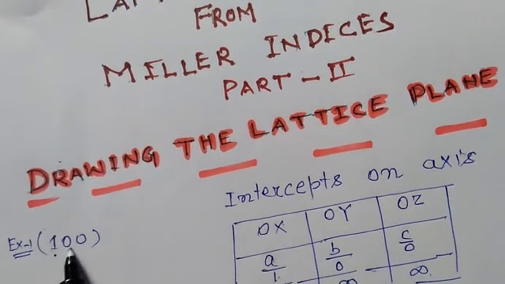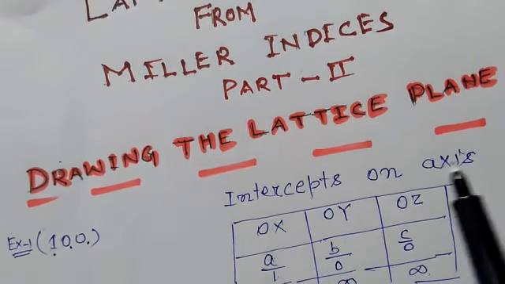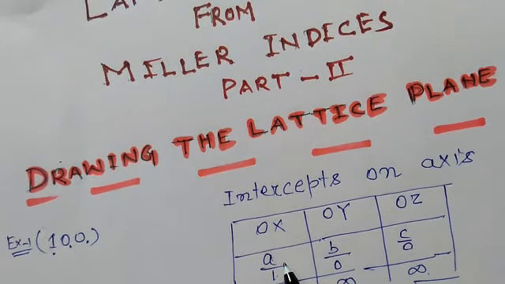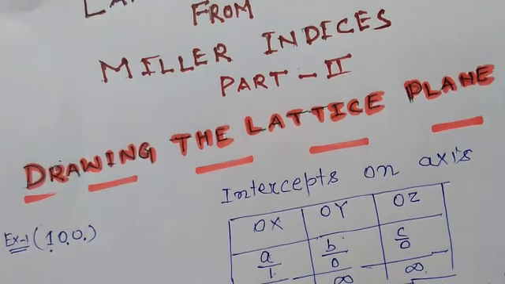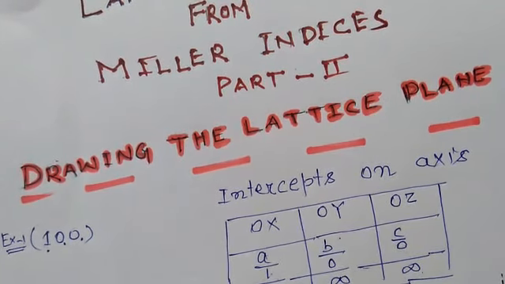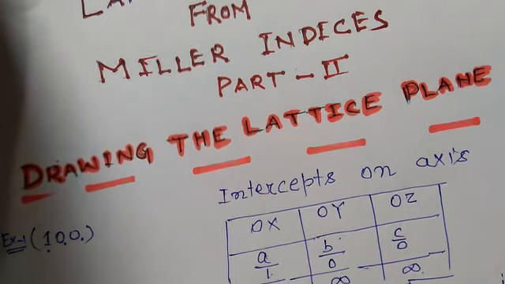Miller indices 1, 0, 0. The intercept along OX axis is a by 1, along OY axis is b by 0, along OZ axis is c by 0. So here you are getting a, here you are getting infinity, here you are getting infinity. So three intercept points you are getting. One is finite, along OX axis. So whenever you get one finite value, you have to keep in mind that intercept exists only on a line which is parallel to each other.